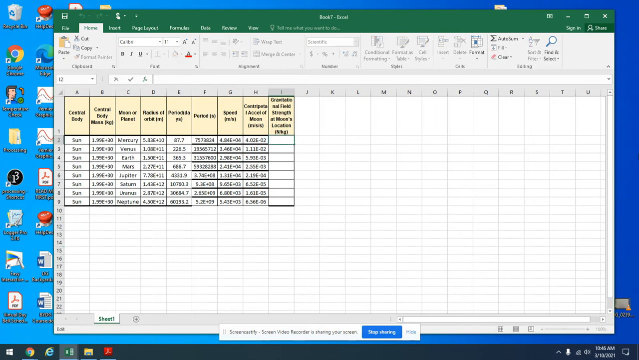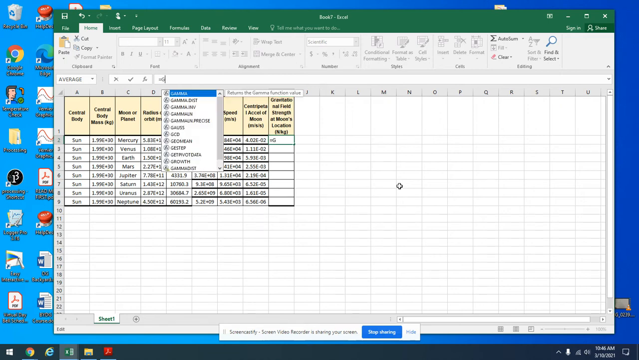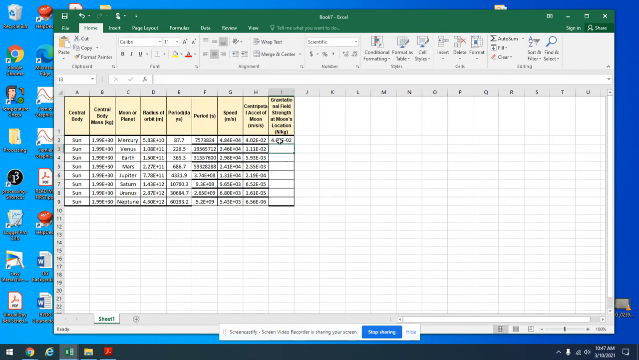So I'm just going to retype in here then. That's equal to also v squared over r. v is in G2, so G2 times 2 over the D2. Yeah, that's where the R is. Oops, and all the way to the bottom. There we go. All right, now that's great.